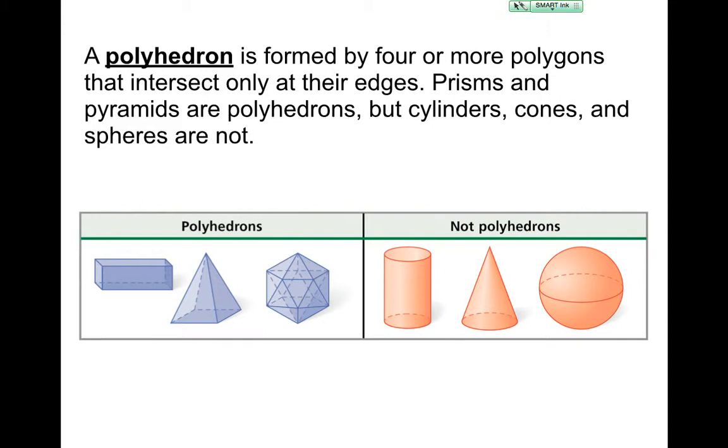Things that are not polyhedron are your cone, sphere, cylinder, because they have a curved edge to them. So very similar to the definition of polygon, where you could not have a curve on a polygon in 3D, you cannot have a curve on a polyhedron.